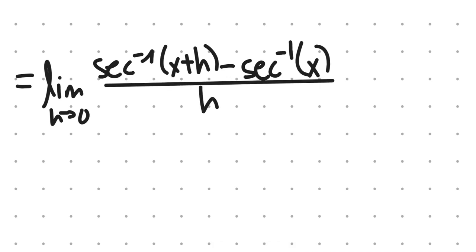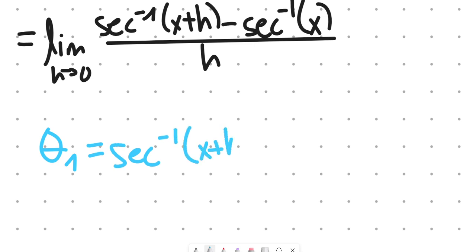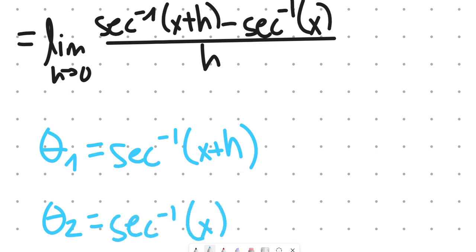Now, if we deal every time with some inverse functions, I would rather substitute it with an angle, since the inverse functions always demonstrate the angle of any given function. So now let's set theta 1 to be equal to the first one, so secant inverse of x plus h, and theta 2 equal to the secant inverse of x. So it will become our limit as h approaches 0 of a very simple limit, theta 1 minus theta 2 over h.